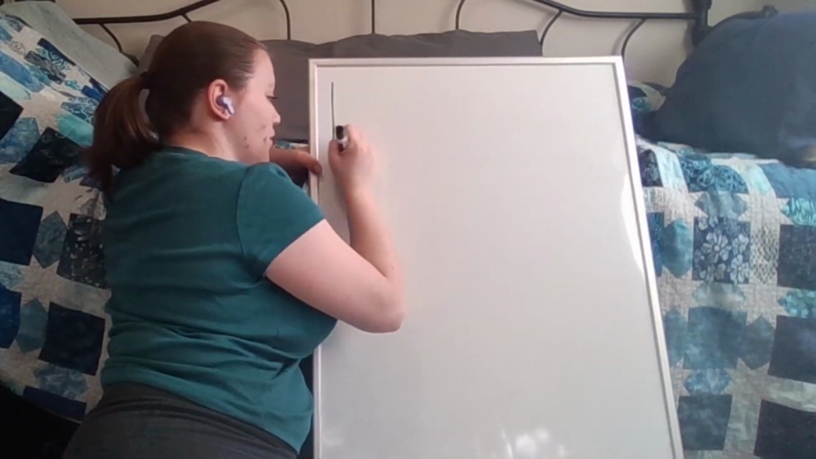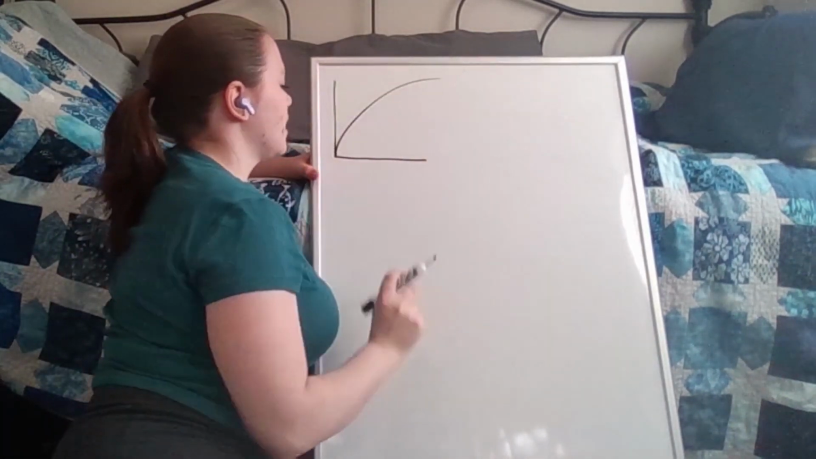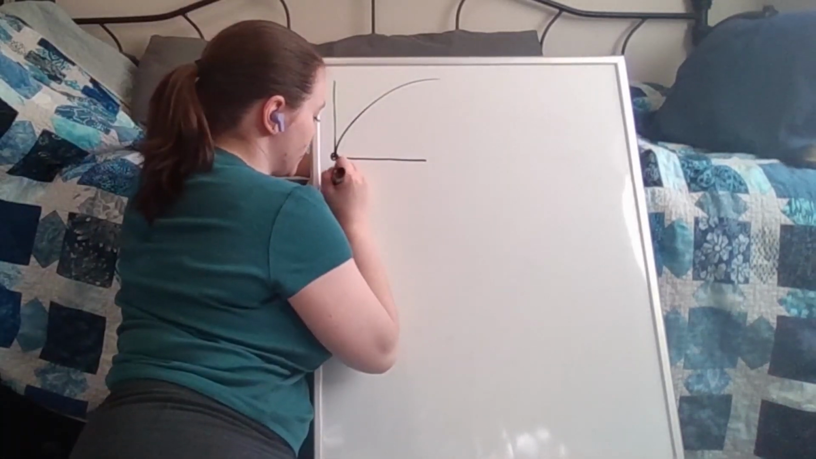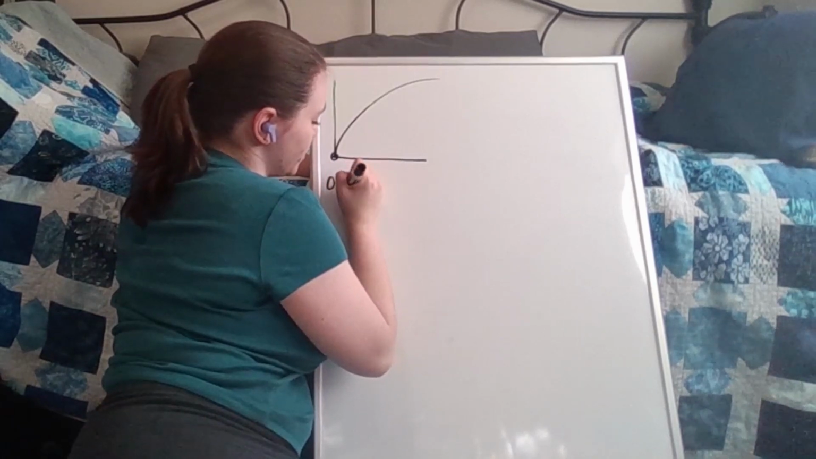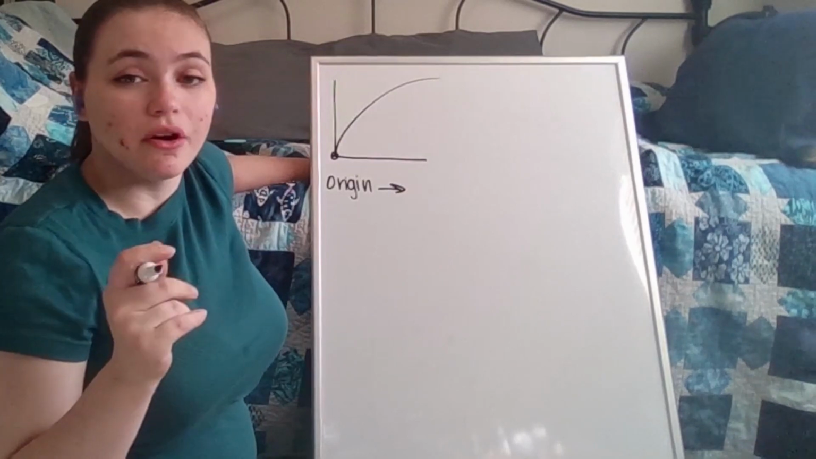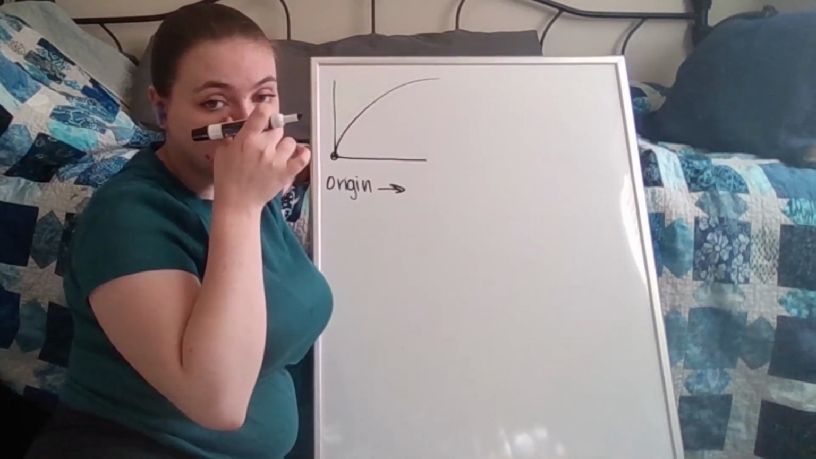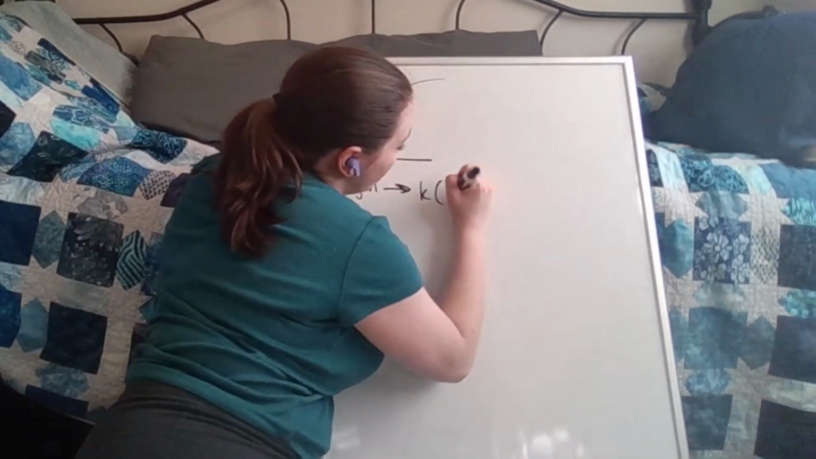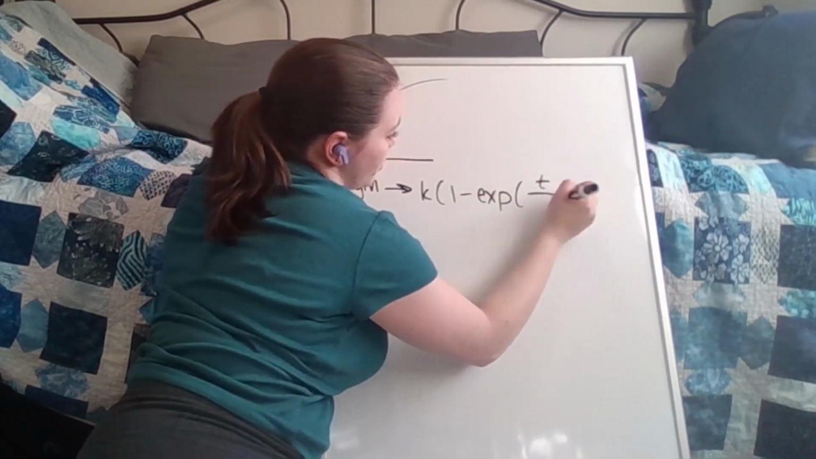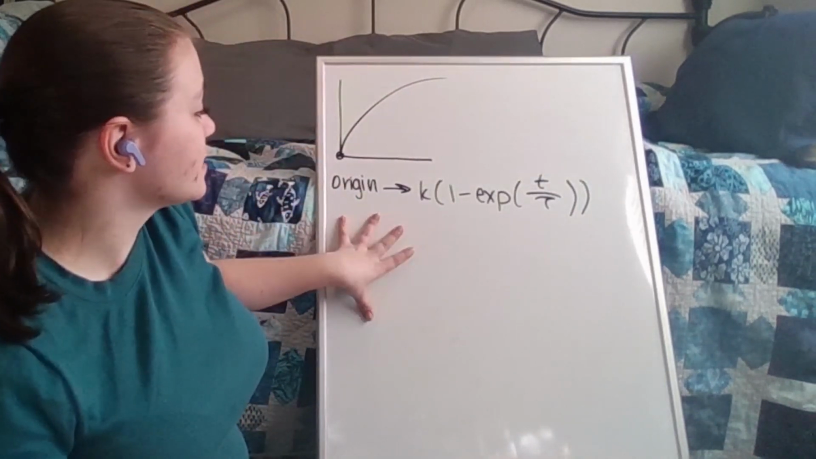So if we were to look at the first order exponential graph of this, let's draw our quick graph. If you think of just first order exponential, you think something like this, and that's assuming it's starting at the origin, where x equals 0, y equals 0. And so with that, we would have our k times 1 minus exp of negative time over tau. Okay, and that is if it's starting at the origin.